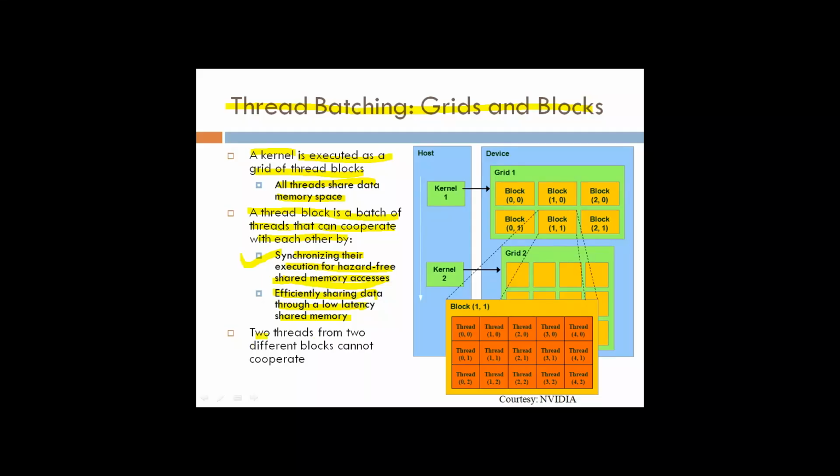Two threads from different blocks cannot cooperate with each other. Only the threads inside a particular block can cooperate with each other. If the threads are from different blocks, they cannot interact or cooperate. In this diagram we can also see that there are multiple kernels, and each kernel has its own grid, with multiple blocks within each grid.